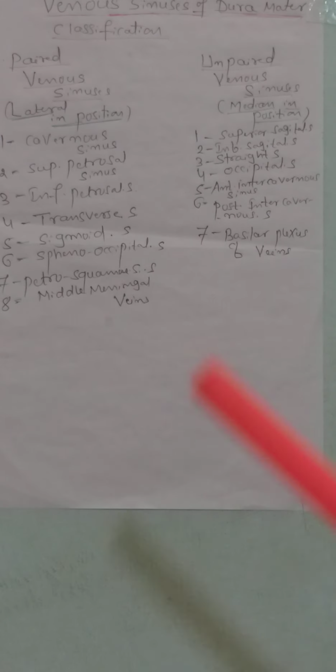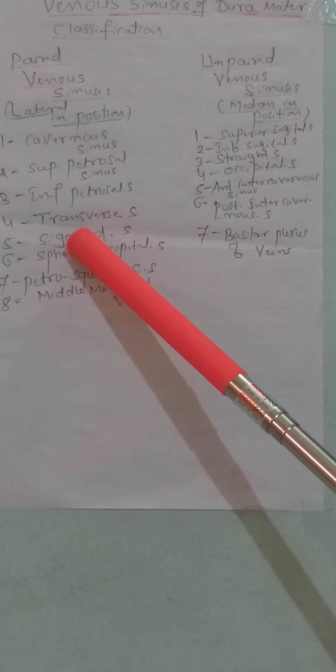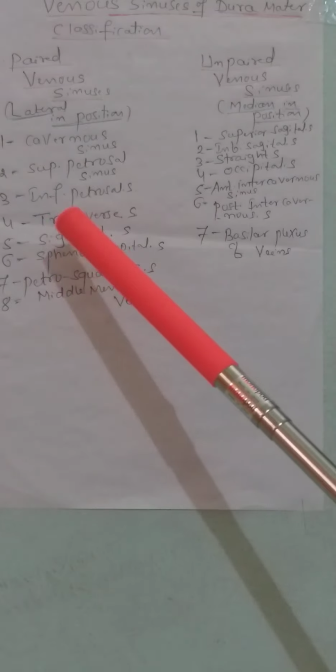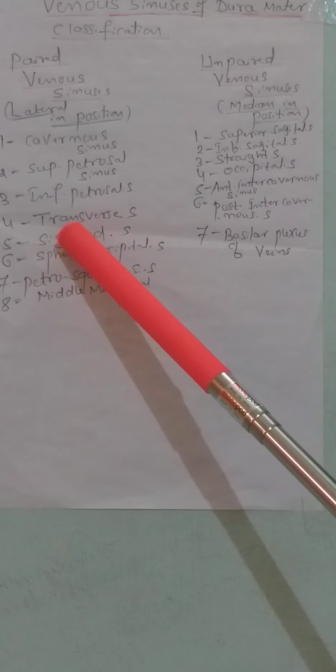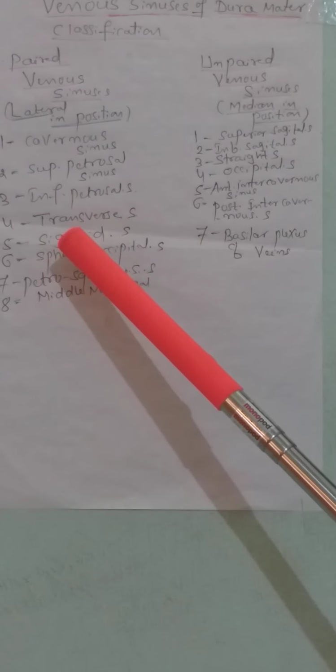One more important one is the sigmoid sinus. The sigmoid sinus is very important to the ENT surgeon because it drains the mastoid veins of the parietal region. These are the three clinically important sinuses: cavernous sinus, superior petrosal sinus, and sigmoid sinus. We will see them one by one.